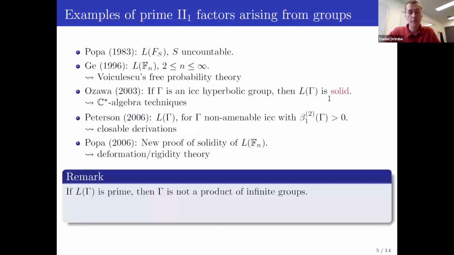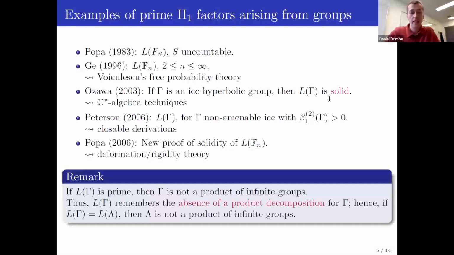Let me just point out this remark. As I said before, if L(Γ) is prime, then Γ is not a product of infinite groups. And here appears a rigidity phenomenon. We can see that L(Γ) remembers the absence of a product decomposition of Γ. In other words, if L(Γ) is isomorphic to L(Λ) for a different group Λ, again Λ will not be a product of infinite groups.